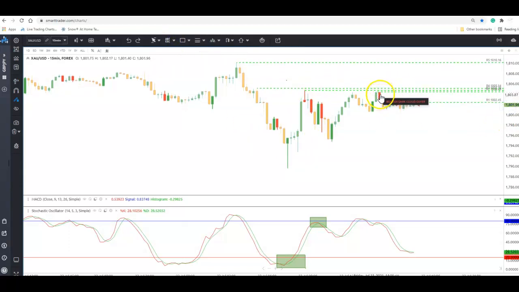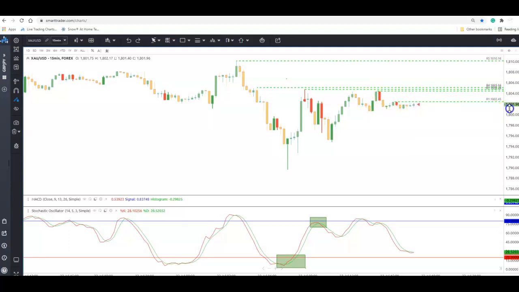Now, this is a trade, but it's towards the end of the New York session on a Friday, and I didn't take this trade. I just wanted to stop trading.